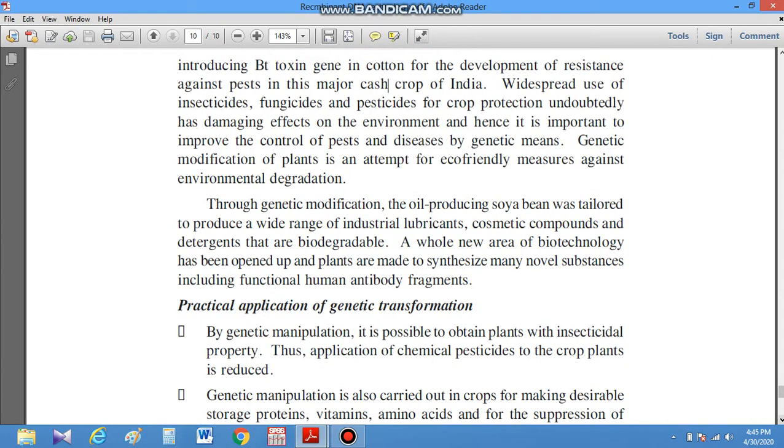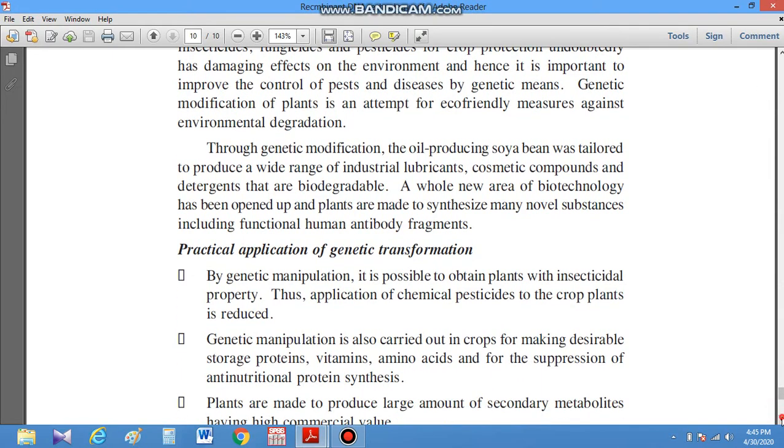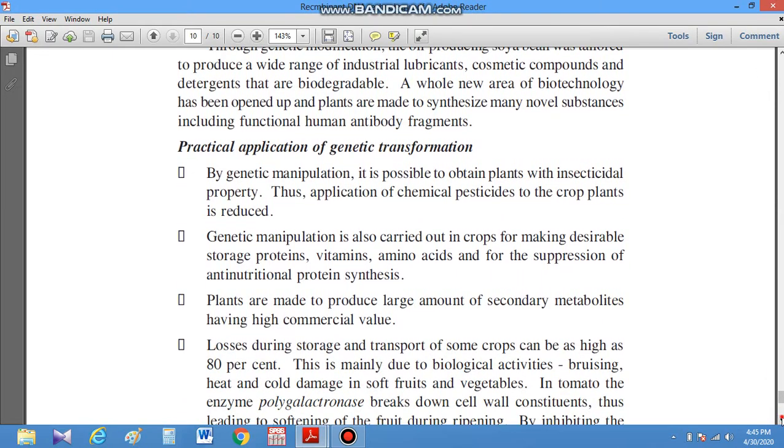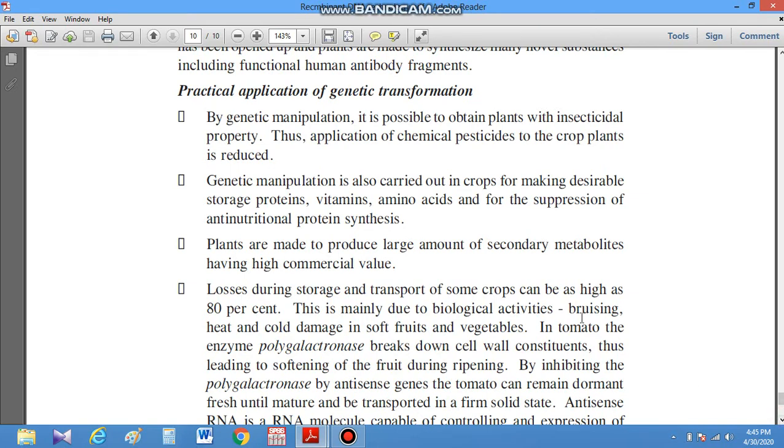So we now discuss the applications of transgenic plants. What are the basic applications? By genetic manipulation it is possible to obtain plants with insecticidal property, which reduces the application of chemical pesticides to the crop plants. In a similar way, we can manipulate the plants for making desirable storage proteins, vitamin content, amino acids, and for the suppression of anti-nutritional protein synthesis.